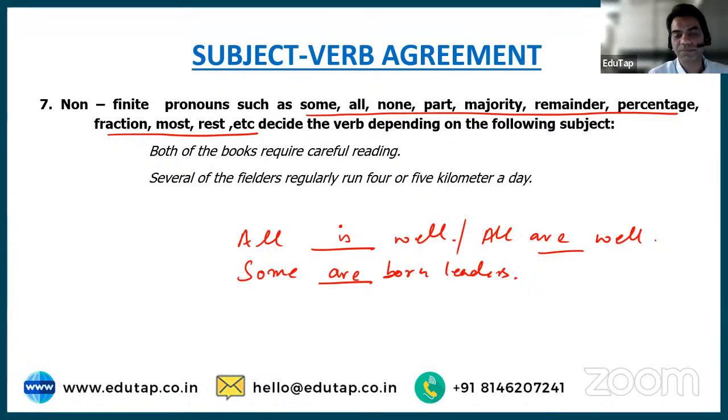Now I say, something is wrong, right? So something is wrong is fine, some are born leaders is also fine. Now for these words I'm writing, what should you pay attention to? Please note down these words very carefully: some, all, none, part, majority, remainder, percentage, fraction, most and rest.